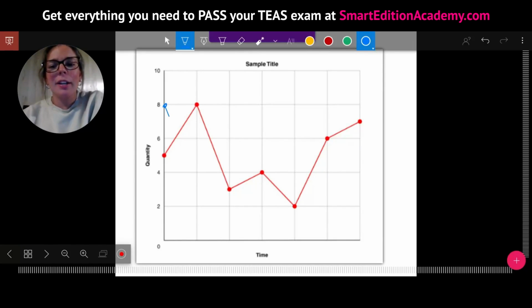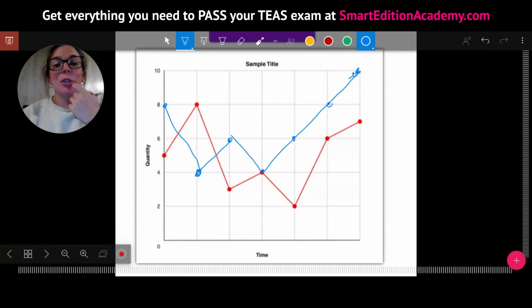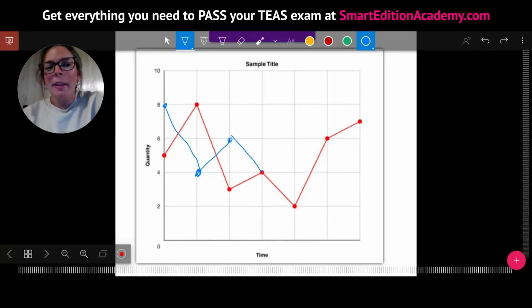So say you had another line on here in another color, which would make it a double line graph. That's great for comparing data, say from two different sources or two different time periods. Maybe we're talking about temperature and you want to compare the temperature in different seasons, for example. There are lots of different ways we can use line graphs. Just to go back, this is essentially what you can expect to see.